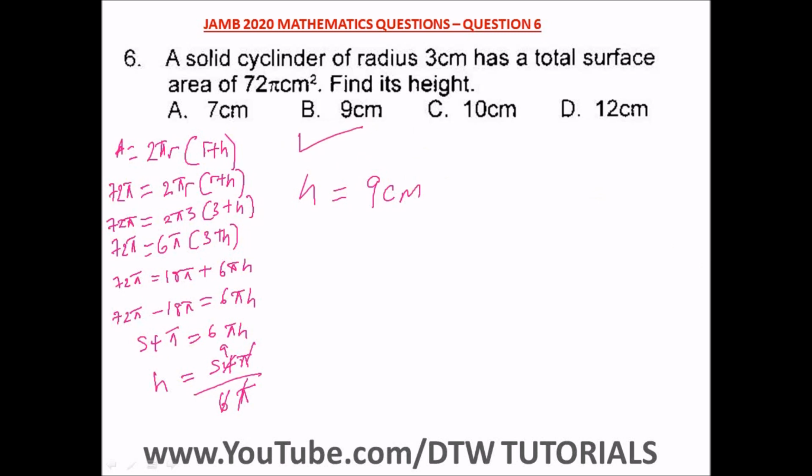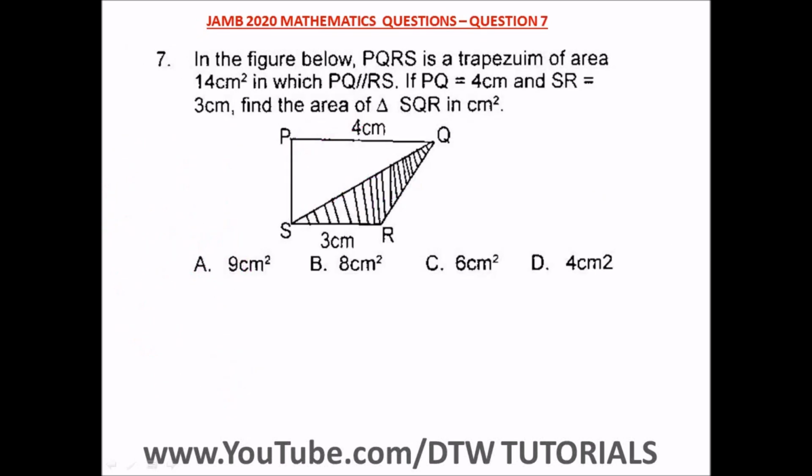So we move to the next question, which is question number 7. In question number 7 of the JAMB Maths 2020, we are told that the figure below, PQRS, is a trapezium of area 14 centimeters squared, in which line PQ is parallel to line RS. If PQ is 4 centimeter and SR is 3 centimeter, find the area of the triangle SQR in centimeter square. So how do we do this?